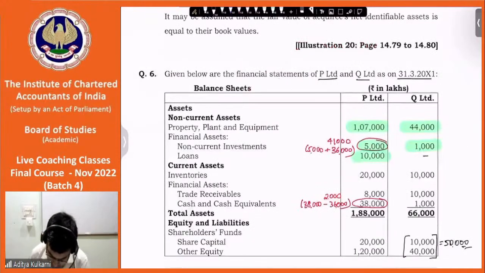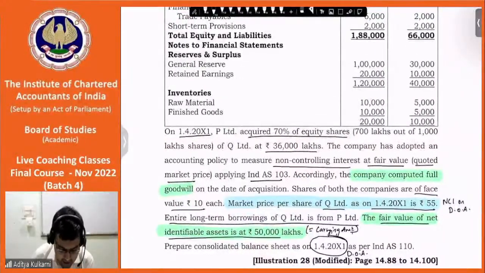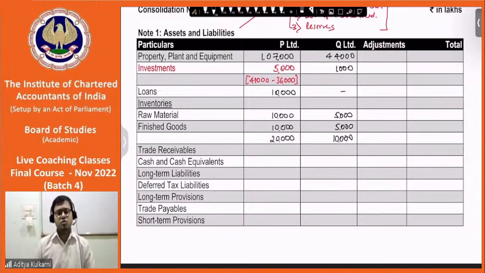Next one is we are having inventories. The breakup is given, so we have to give the breakup. Raw materials 10,000, 5,000. Finished goods also is 10,000, 5,000. So total comes to 20,000 and 10,000. These totals we can get it done right now. So this is done.